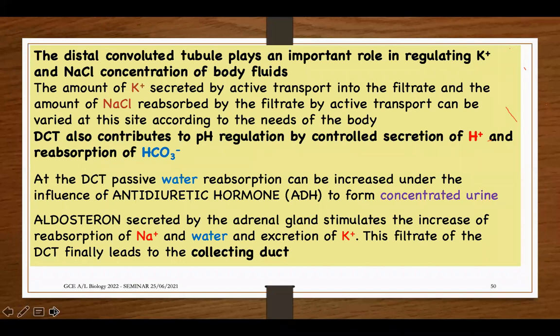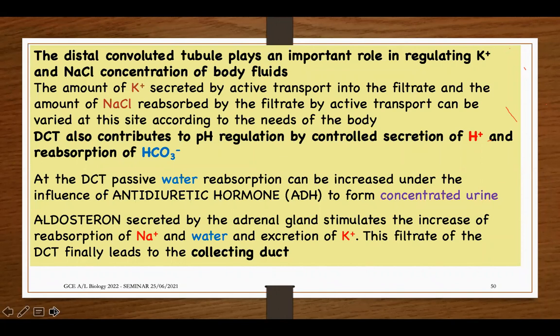And DCT also contributes to pH regulation. Again, in the distal convoluted tubule, H plus and bicarbonate ions will be secreted for acting as a buffer, and passive water reabsorption will be taking place again, unlike in the ascending limb of loop of Henle.